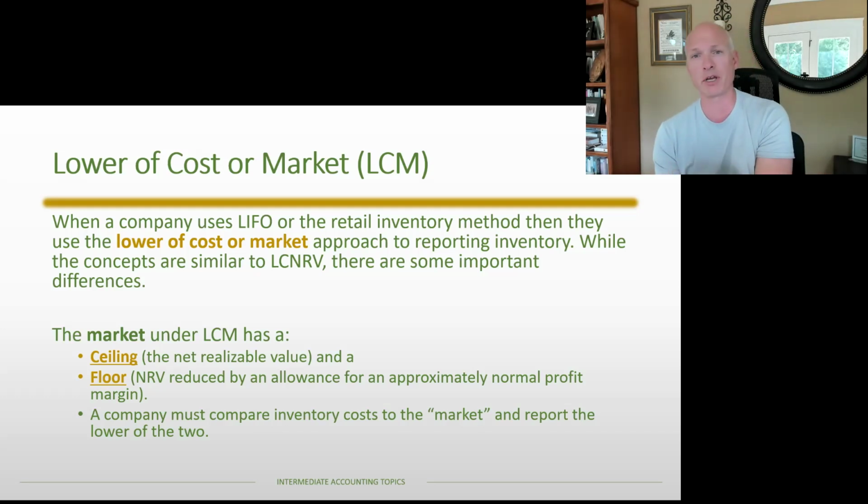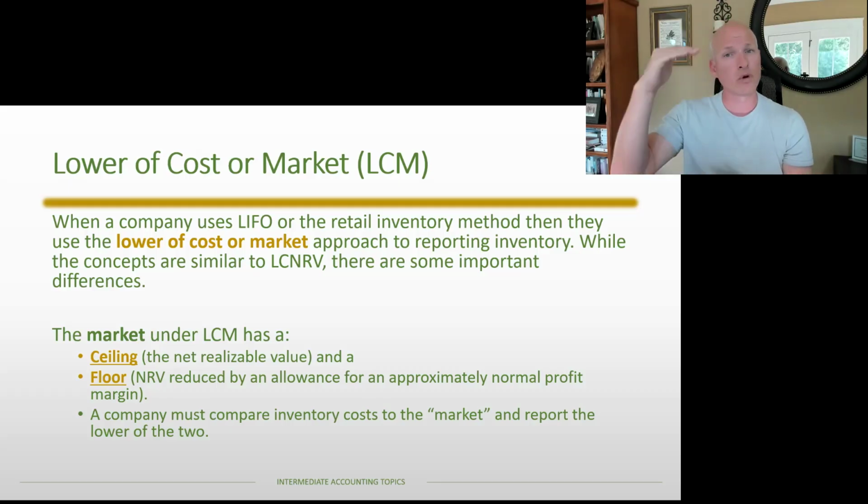Now, we're going to use the replacement cost unless the replacement cost is more than the ceiling. If it's more than the ceiling, then we're going to use the ceiling. Similarly, if the replacement cost is less than the floor, then instead of the replacement cost, we're going to use the floor. But again, the way I think about it is the default is the replacement cost as the market, unless it's more than the ceiling or less than the floor. Then we'd use either the ceiling or the floor.